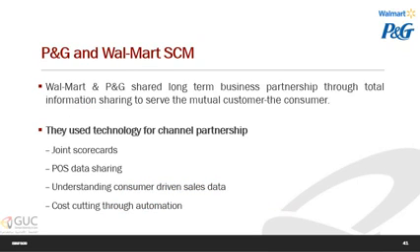Now we will see how P&G solved the bullwhip effect problem. P&G built a shared long-term business partnership with Walmart through total information sharing to serve the mutual customer. The problems faced in this integration include adversarial conflict, where P&G was too complex and inflexible, as it had 12 internal divisions, so Walmart found it difficult to do business with.